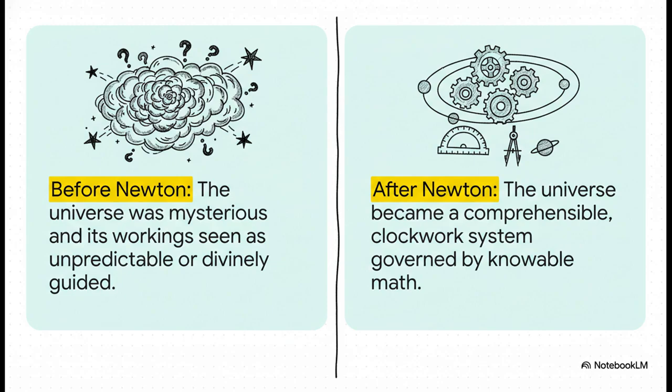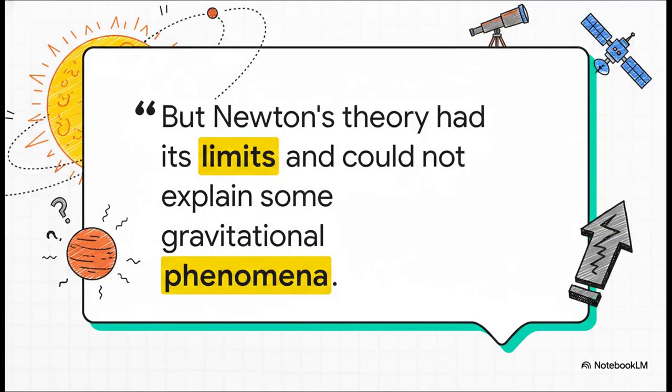And that created a monumental shift in our worldview. I mean, think about it. Before Newton, the cosmos was this vast, mysterious place, maybe guided by unpredictable gods or spirits. But after Newton, the universe started to look like a magnificent, intricate clock. A machine, one that wasn't random or chaotic, but one that operated on clear, predictable mathematical laws that we could actually figure out.